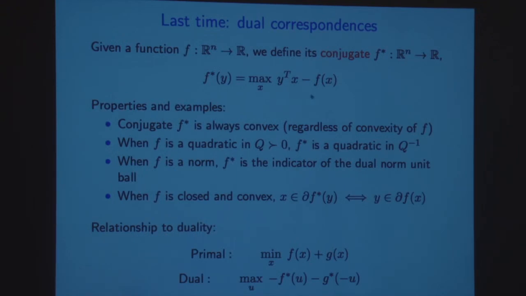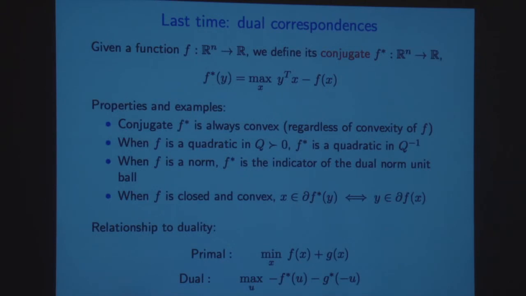It comes from the fact that it's just a pointwise maximum of convex functions, right, in y. So each of these functions, we might call this g sub x of y. As a function of y, it's just an affine function. So the pointwise max is always convex. When f is a quadratic, we saw, for example, that the conjugate's a quadratic in the inverse quadratic form. We learned that the conjugates of norms are the indicators of their dual norm unit ball. So we learned how to compute conjugates for more than just these two examples. We saw a bunch of examples.